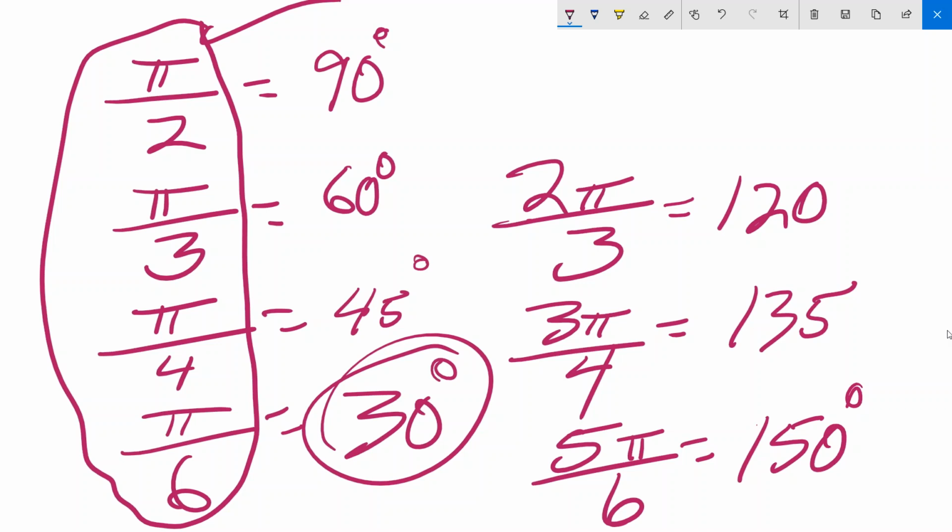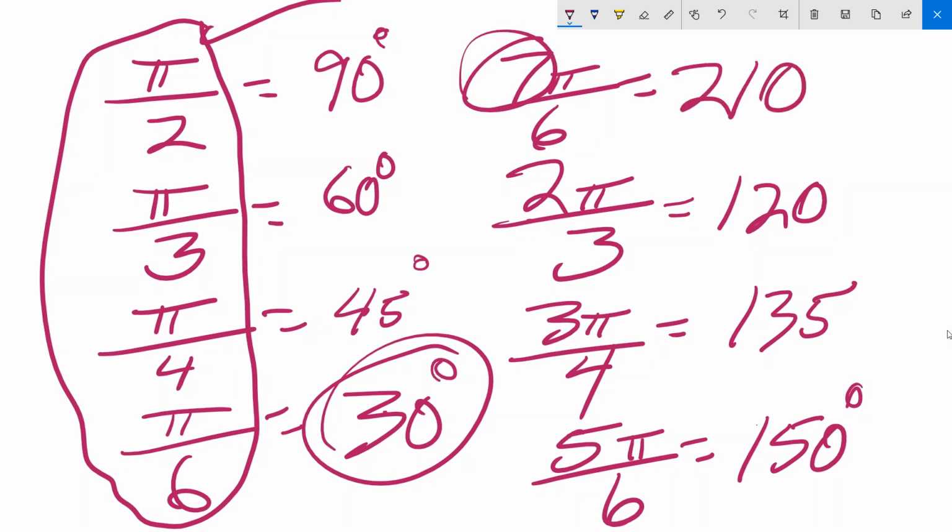This one, yes, much easier. Even if you had something like 7 pi over 6, these angles give people fits, because you've got to multiply that by 180 over pi. That's complicated. But what if you just have to multiply 7 times 30? Boom. Easy as pie. No pun intended.